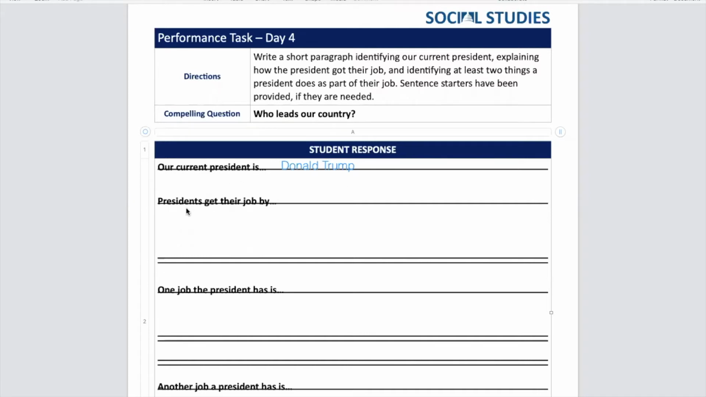Presidents get their job by. Do you remember what our vocabulary word elect means? It means to choose a leader. But there is something very important that American citizens do to choose our president. Do you know what that is? Let's look back at our story Grace for President to help us.